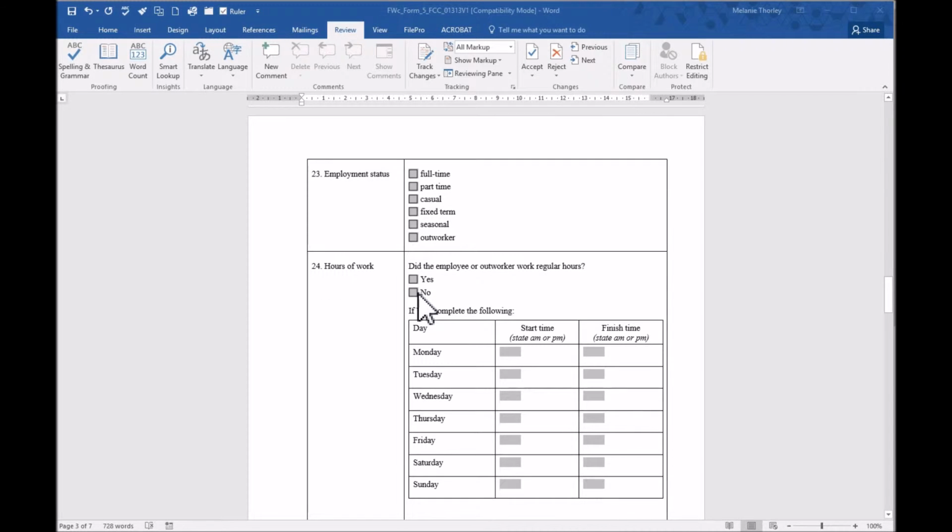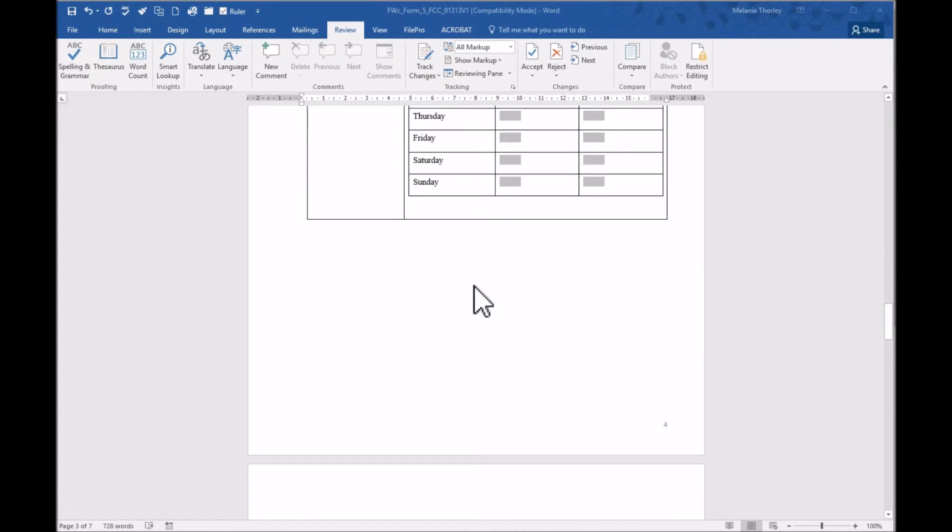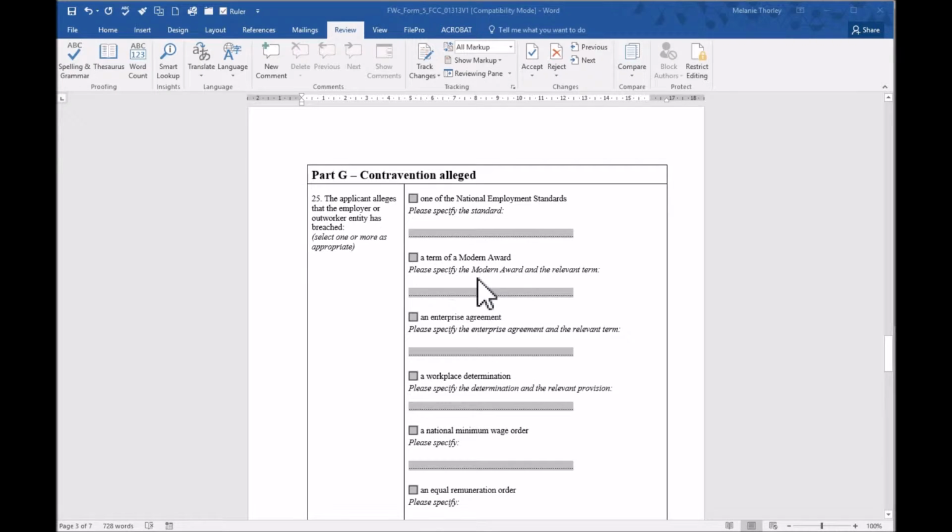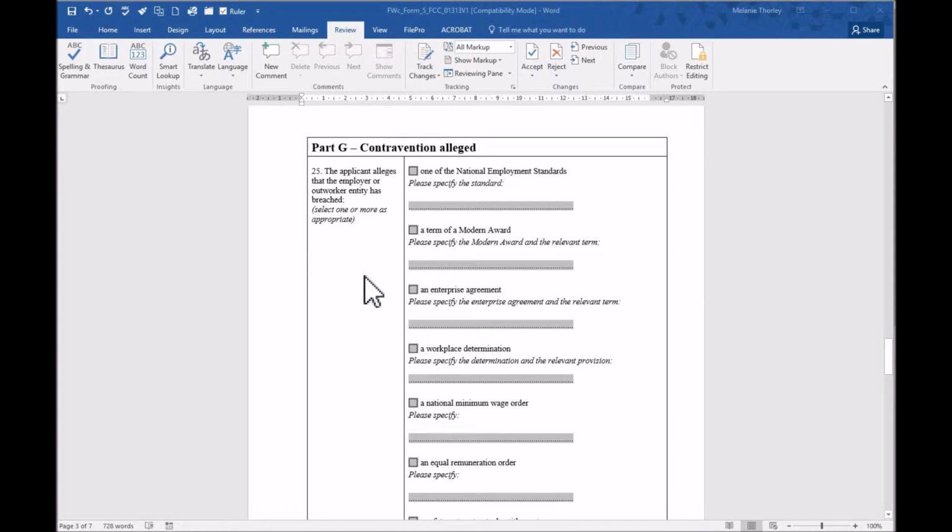Now it's going to ask about your hours. And then it's going to talk about what contravention you're alleging. Now here it would be a workplace determination, and you just have to give some details about that. So if it's an unfair dismissal application, then that's what you would say. If it's a general protections application, you would put that there too.